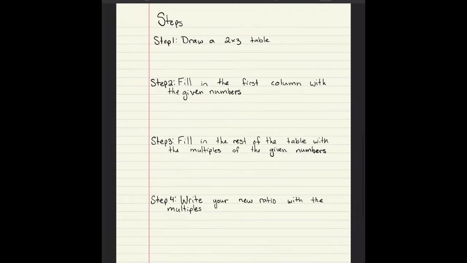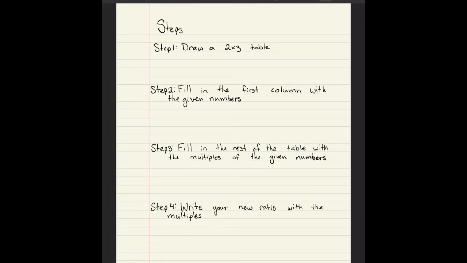All right, let's see our steps. Step 1 is to draw a 2 by 3 table. So here's our table. We need 2 rows and 3 columns, or you can do 4 also. This is our first row, this is our second row. This will be our first column, this would be our second column, and this would be our third column. And let's add a fourth, and change this to 2 by 4.